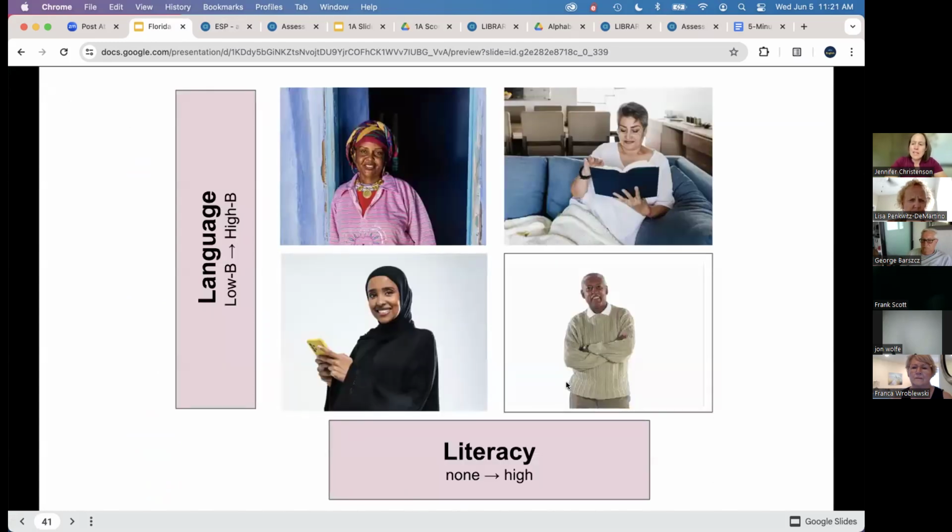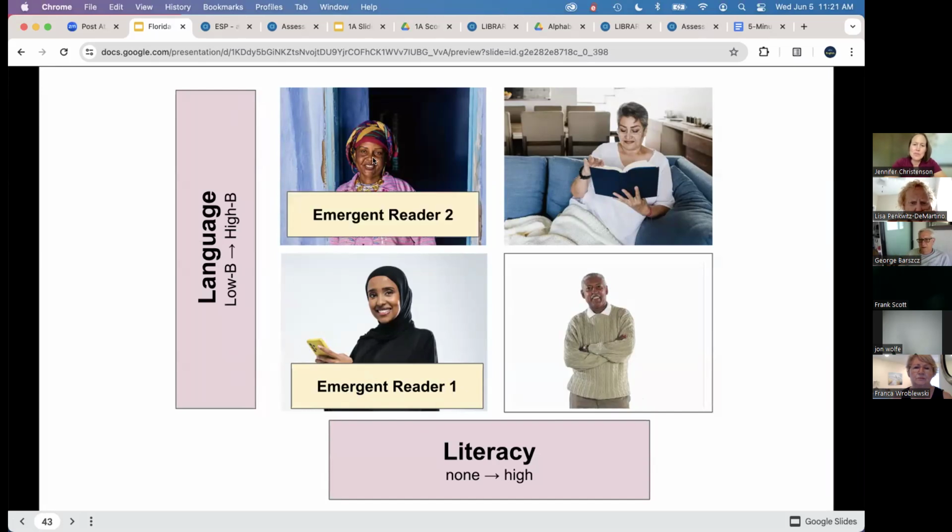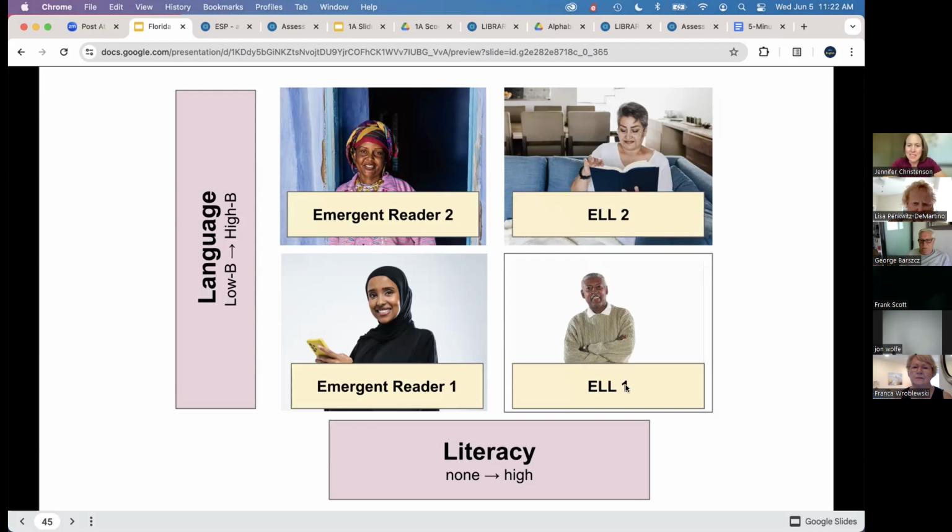So in an ideal situation, you would think about a student's literacy from low through high, and their language ability from low beginning through high beginning and place them into four different groups like this. And let me give them some labels. So I've labeled this type of student emergent reader one. An emergent reader one student is a student who doesn't have formal education in their home language, and they're also at the low beginning language level speaking ability. Emergent reader two means that they don't have formal education in their home language, but they do speak a lot better. So you may be able to have quite a good spoken conversation with this student, but this student still needs that literacy assistance. And then I've labeled these two learners ELL1 and ELL2.